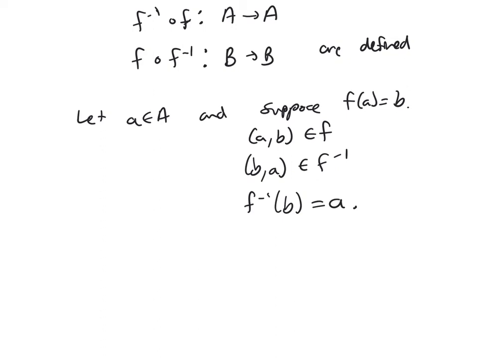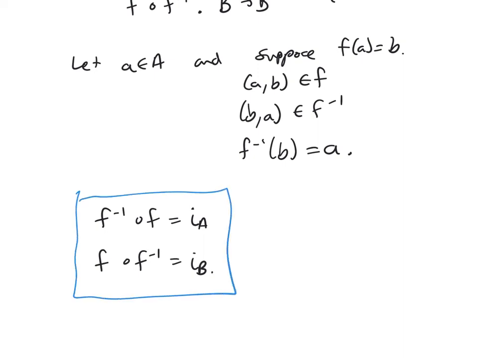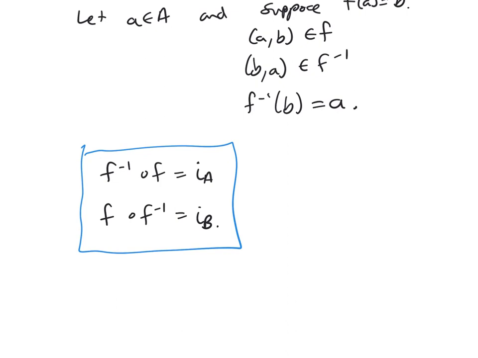So now, what I'm going to state is that f inverse composed with f is the identity on A, and f composed with f inverse is the identity on B. Now I'm not going to prove these two equalities here, because you're going to have it in one of your homework assignments.